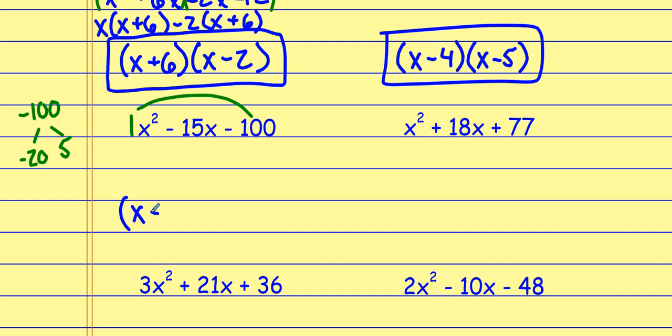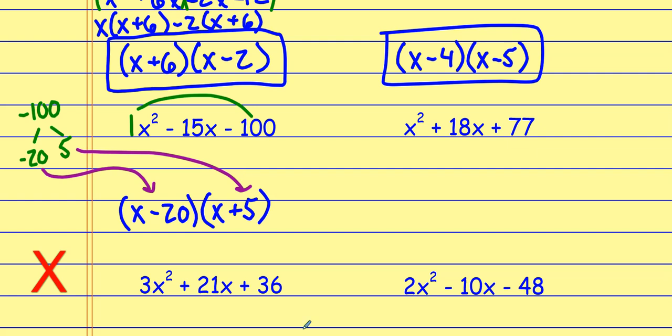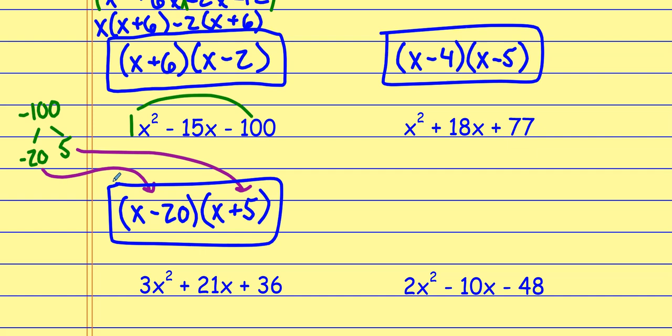Okay? And because this starts with a 1, I can go right to the answer here. It's going to be x minus 20 because of the -20 and x plus 5 because of the +5. I'm just using these values as the numbers in my binomials, and I'm done. But again, you can only do that when it starts with a 1.